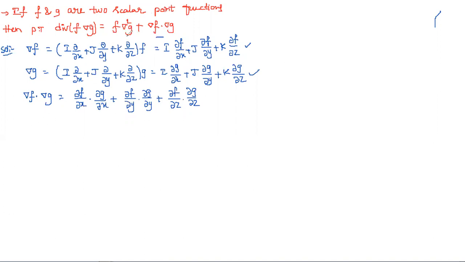And next, del squared g. Do you have an idea about this one or not? Del squared is simply what we call the Laplacian operator, right? The Laplacian operator, del squared, we define as ∂²/∂x² + ∂²/∂y² + ∂²/∂z².